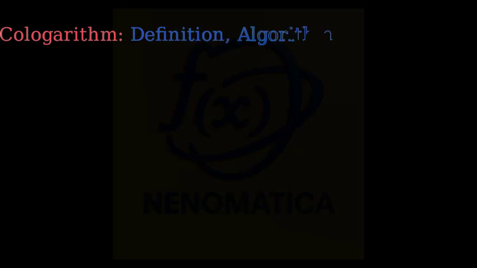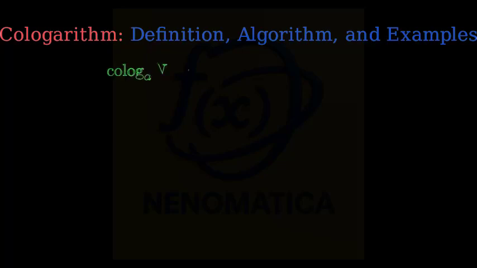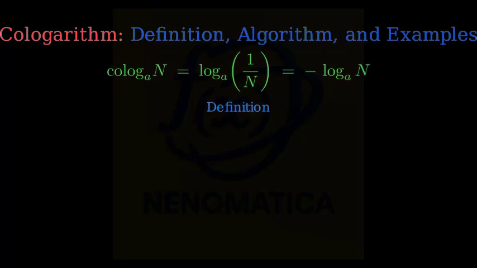In this lesson, we will build an intuitive understanding of the cologarithm, define it clearly, derive the step-by-step algorithm for computing it from a logarithm, and finish with quick numerical examples. Start with the definition. The cologarithm of n, base a, is the logarithm of 1 over n, using the quotient rule that equals the negative of the logarithm of n.